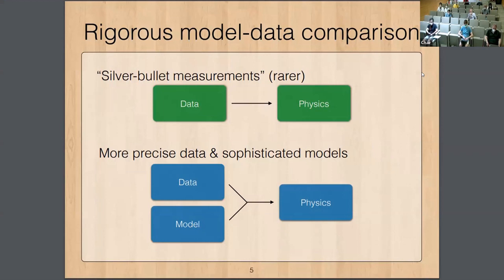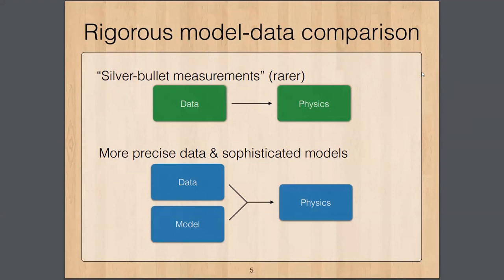We keep having them, but it's relatively rare, especially when we have more and more precise data and more sophisticated models. In which case, we inevitably have to bring in the other side of the equation, which is the model side. By doing a very rigorous model and data comparison, we can extract the physics we want from it. And this is essentially the goal of the Bayesian analysis. We want to do this in a well-controlled way.